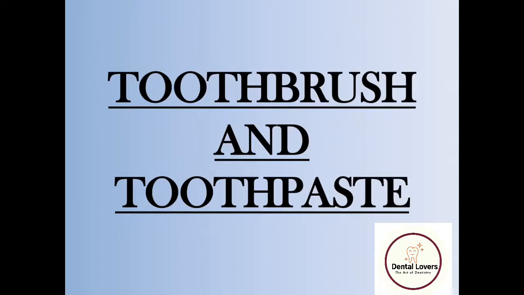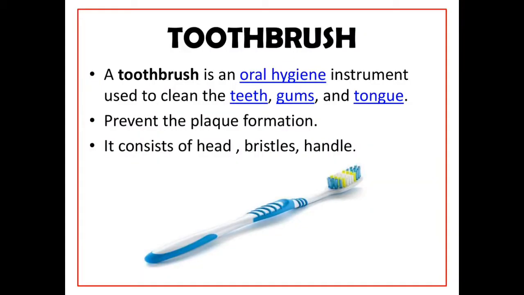Today we will discuss a very interesting topic which is a part of our daily life, that is the toothpaste and the toothbrush. So let's go. Now let's discuss the toothbrush first. It is an oral hygiene instrument which is used to clean the teeth, gums and the tongue. It prevents plaque formation.